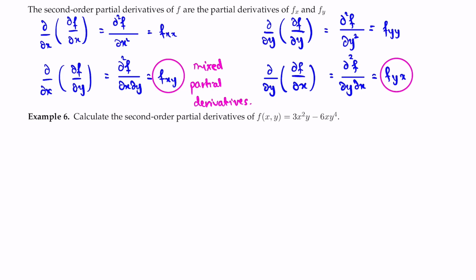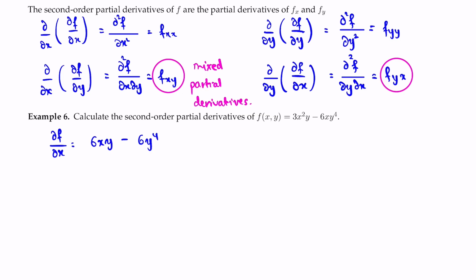So that is, we're going to do partial f partial x. And again, when you do partial f partial x, you're going to treat y as a constant. And partial f partial x is going to give you 6xy minus 6y to the 4th. Again, y in this context is a constant.